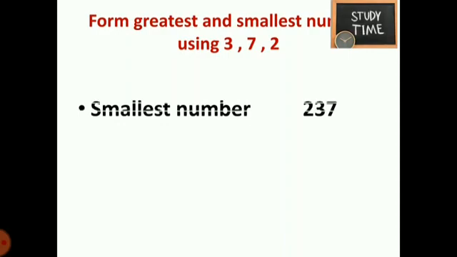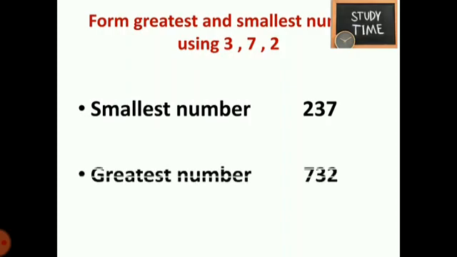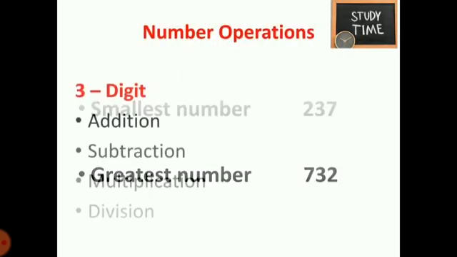If you want to write the smallest number, you should start from the smallest, then the next immediate greater, then the greatest. So 237 is the smallest number. For the greatest number, you write the greatest digit, then the immediate greater, then the smallest, so the next number is 732. To remember: for the smallest number, write in ascending order. For the greatest number, write in descending order.